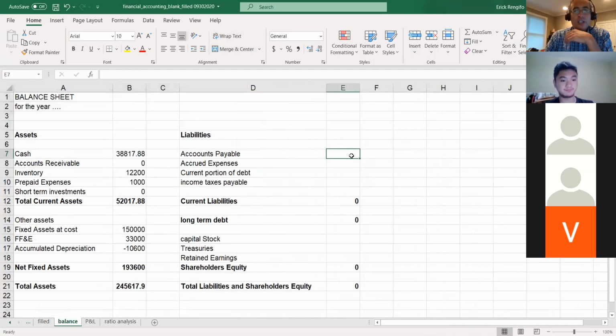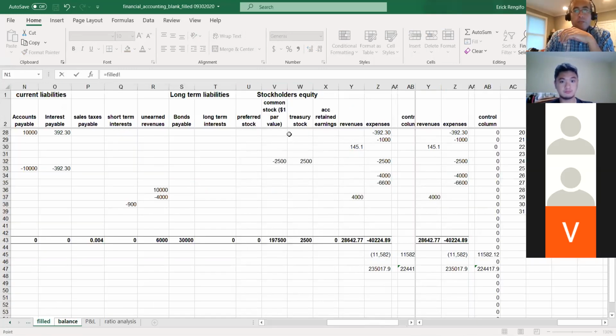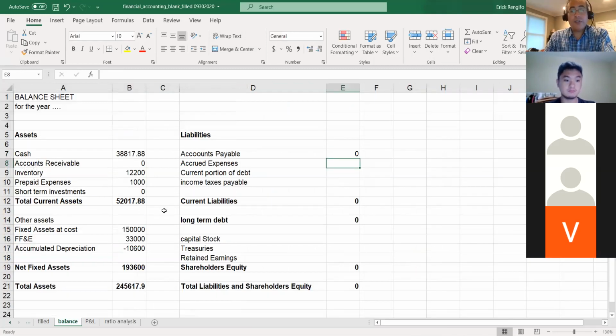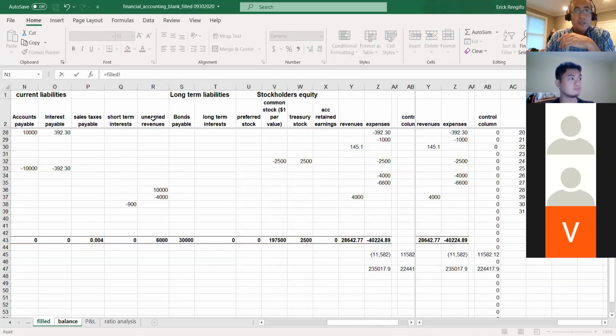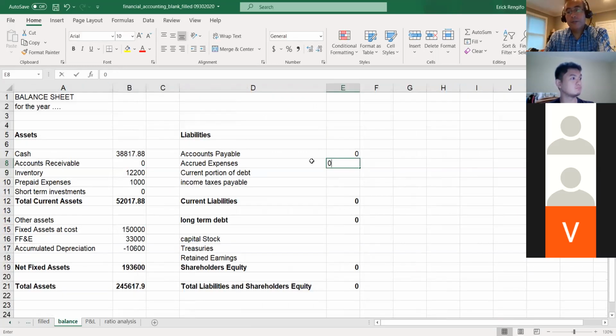So I have accounts payable, so equals, where's my accounts payable? Well, I have 0. I have accrued expenses. Well, I don't have accrued interest here, so it's simply 0. If you want, we can eliminate this one here, it doesn't matter.